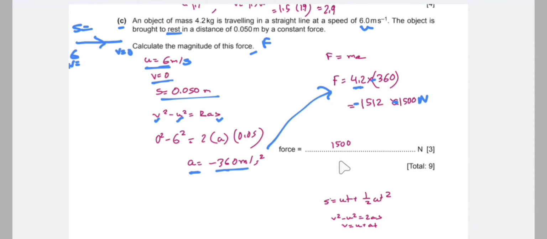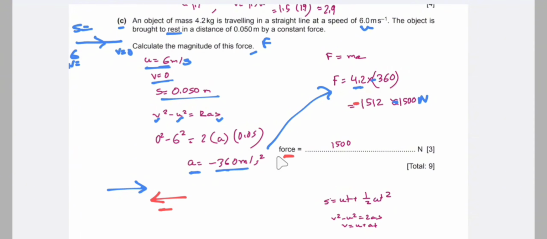Now, here we can say that the object of mass is traveling in a straight line. The object is brought to rest. Since the object is brought to rest, suppose the object is moving in this direction, that means there is some resistive force. Since it is a resistive force, it is obviously negative. So the resistive force is negative, but when we write the value of force, we have to write 1500 as our answer.